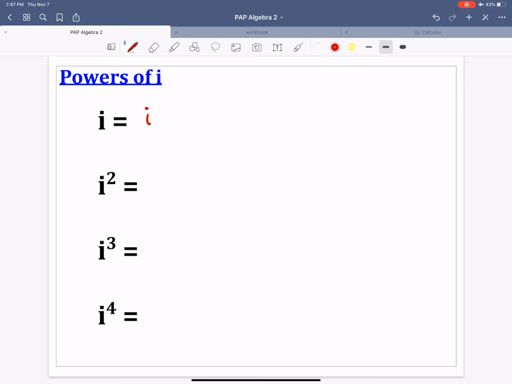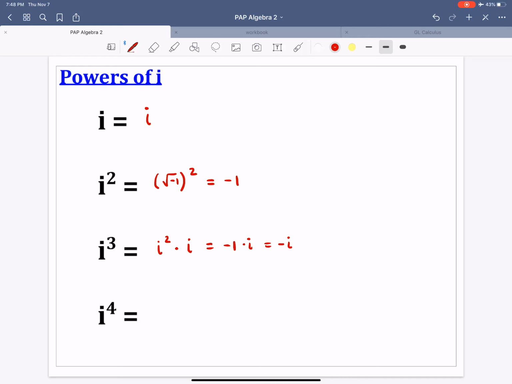Well, i squared: if we think about what i squared is, we can substitute the square root of negative 1 in for i. So what this really becomes is the square root of negative 1, squared. When you take a square root and you square it, those cancel out. So i squared actually equals negative 1. Now think about i to the third power. We can think of it as i squared times i. Because if you take i squared times i, that will equal i to the third power. We've already shown that i squared is negative 1, and i is just i. So negative 1 times i is just negative i.